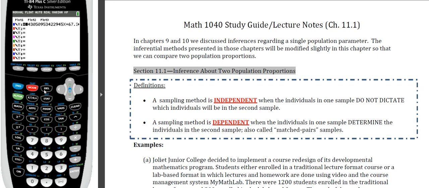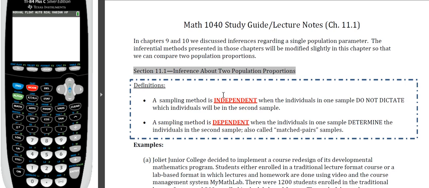In this video, we're going to be talking about section 11.1, inference about two population proportions. What we have done up to this point is talk about how to do hypothesis testing and how to do confidence intervals on one population proportion.